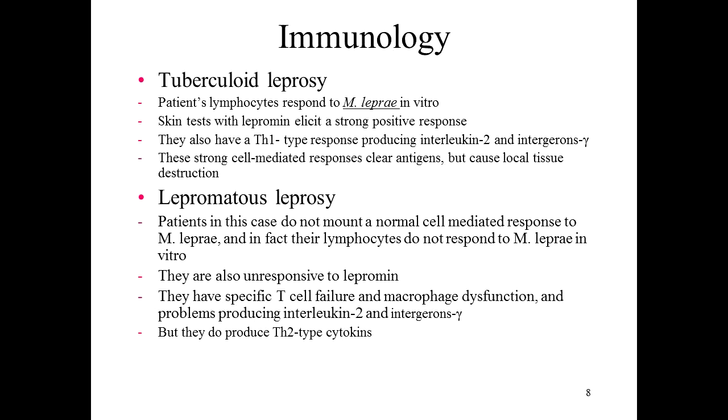So for the lepromatous leprosy, patients in this case do not mount a normal cell-mediated response to M. leprae. And in fact, ang ilang mga lymphocytes kay dili siya mo respond sa M. leprae in vitro. So they are also unresponsive to lepromin, kanang opposite siya sa atong tuberculoid leprosy. And here they have a specific T cell failure and macrophage dysfunction and problems producing interleukin-2 and interferon gamma. But they do produce Th2 type of cytokines.